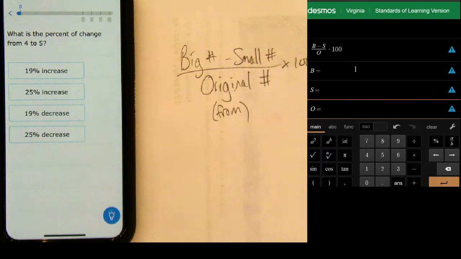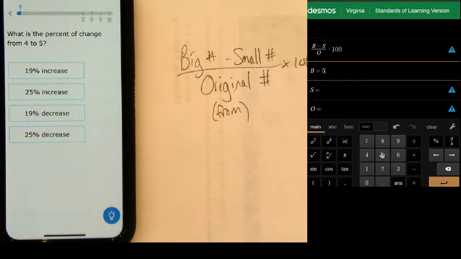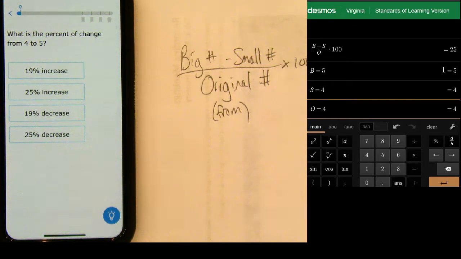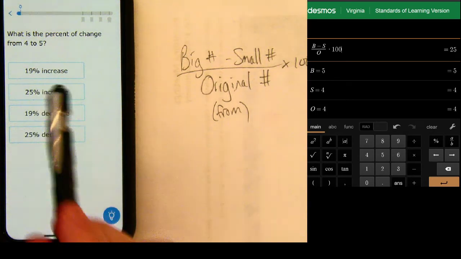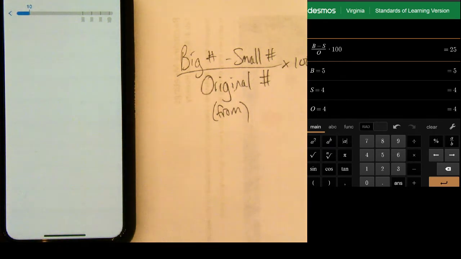All right. So now I need to define what these simple values are. My big number, very simply, is 5. My small number is 4. And we said, since it says from, I'm going to have 4 as well. At the very top, you see our percent change. It's going to say 25%. And I need to see, is it going to be increasing or decreasing? Since the from, or my original number, is the small number, it's going to be increasing. So you can be very careful as you're doing this.